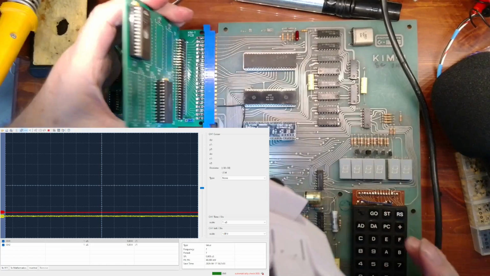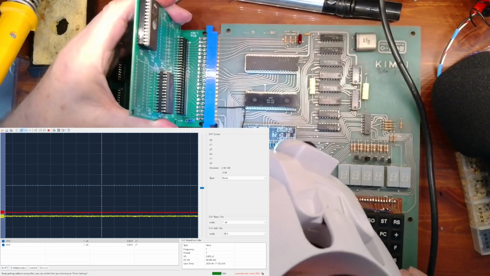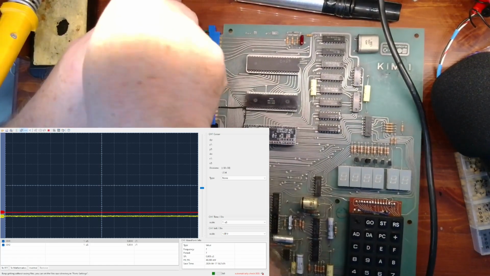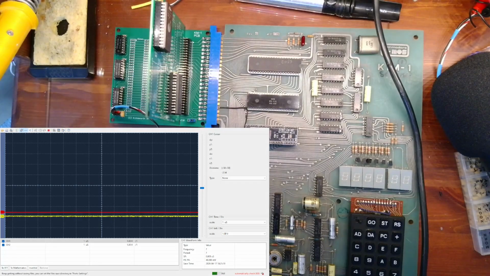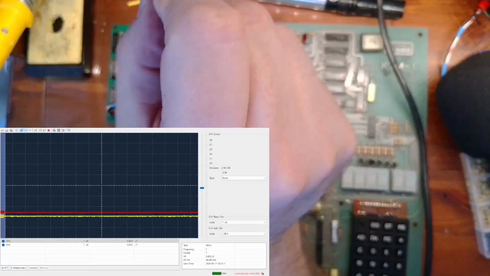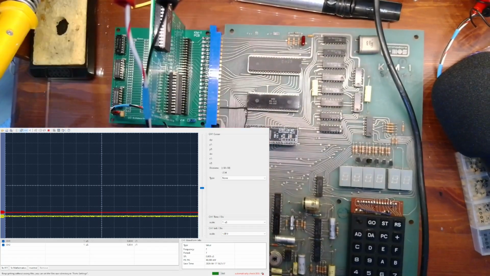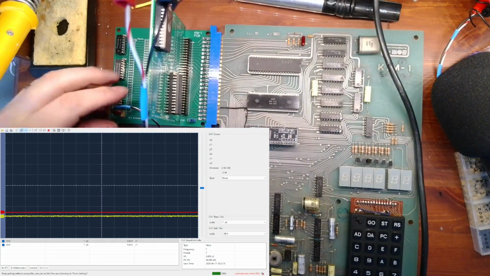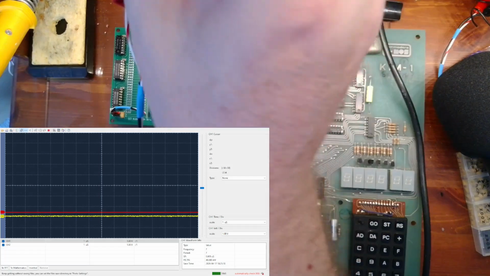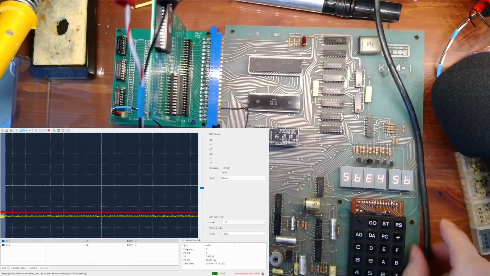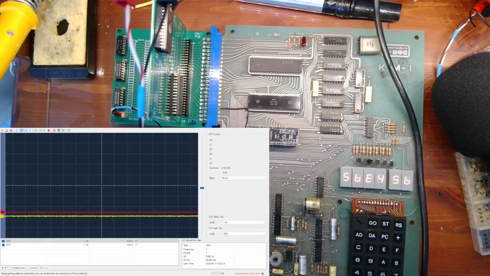Let's plug this back in. Supply back in. So red, in the right way. Yep. All plugged in. Turn it on. Reset. Right, so what address are we on?